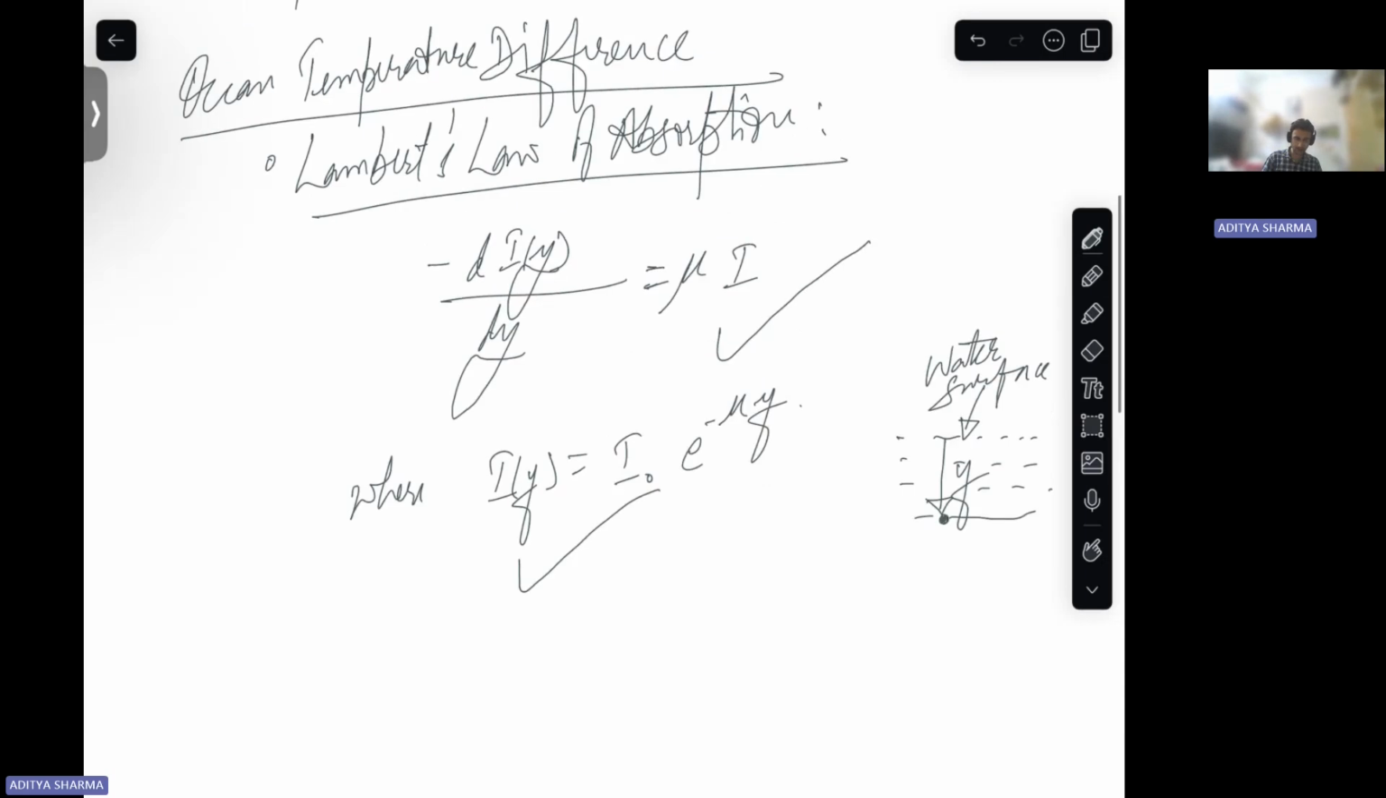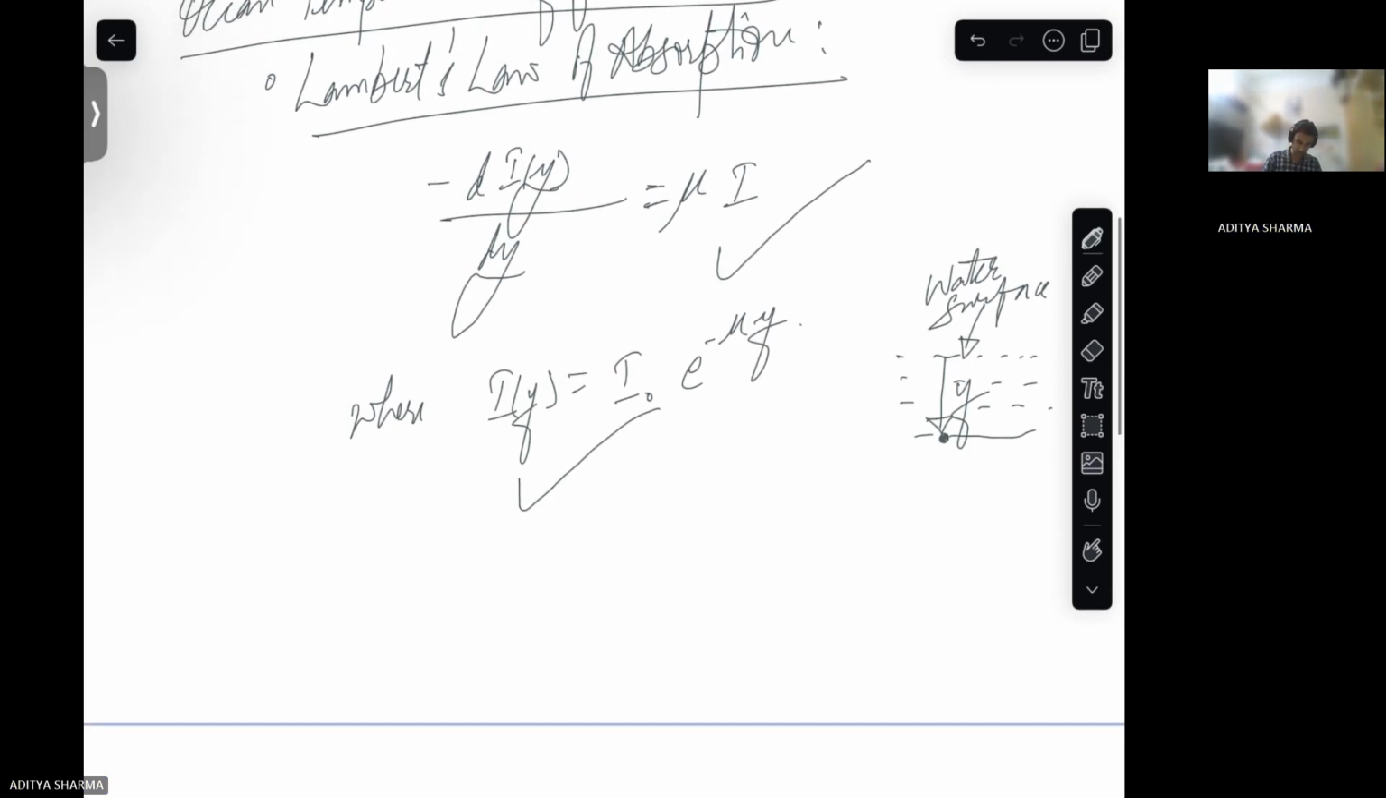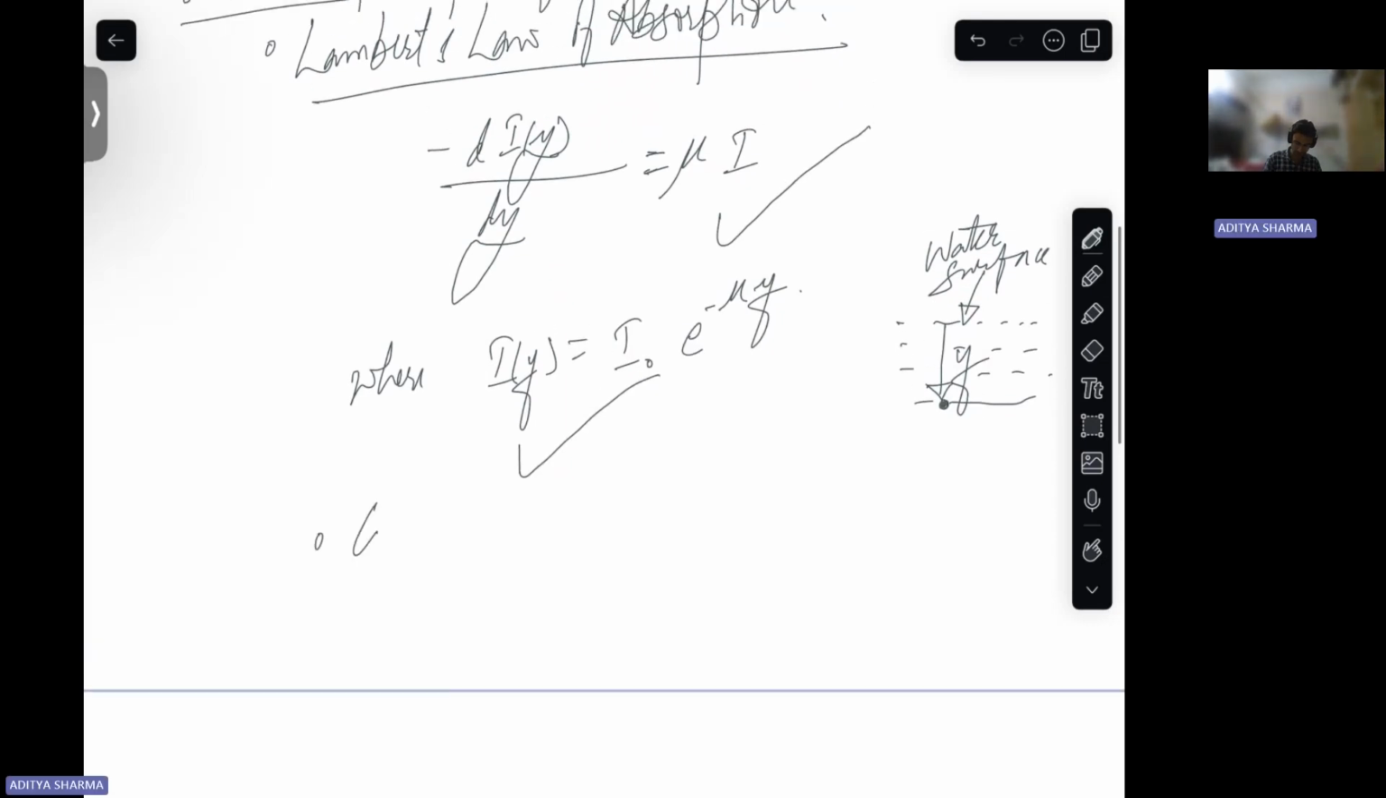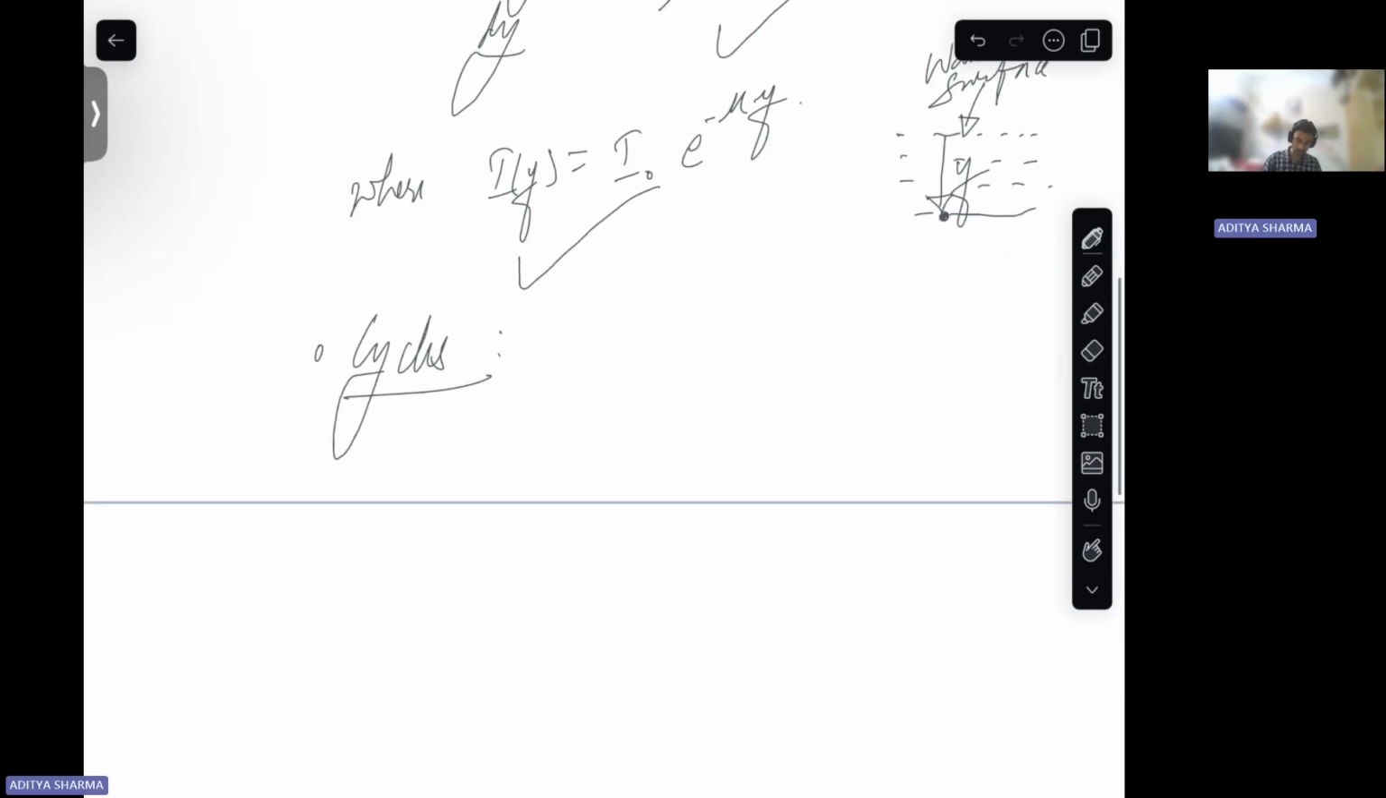So the cycles that we use to use the ocean temperature differences for energy conversion are: one is your open cycle, one is your closed cycle. Now, what is open cycle and closed cycle?